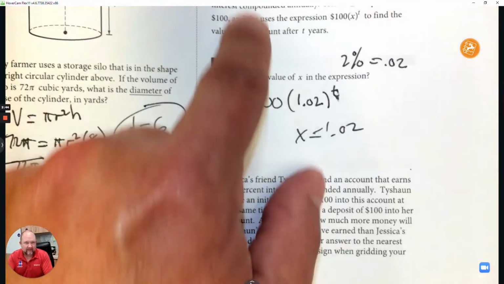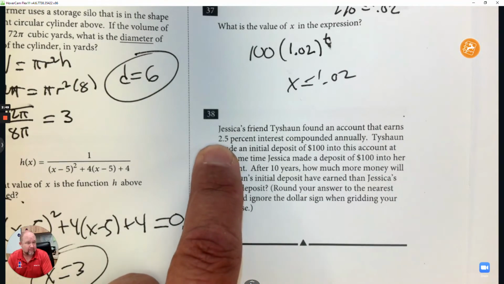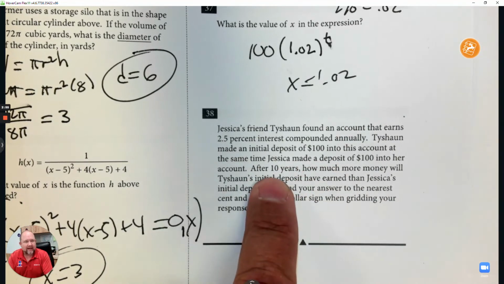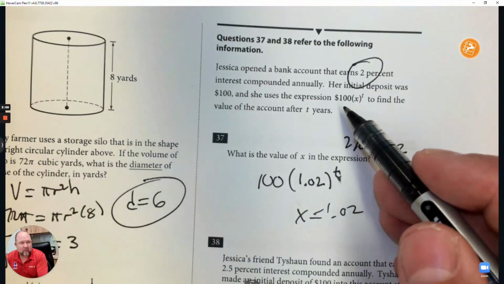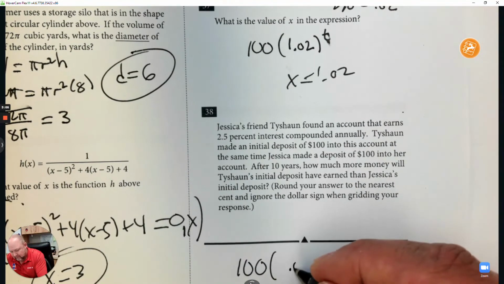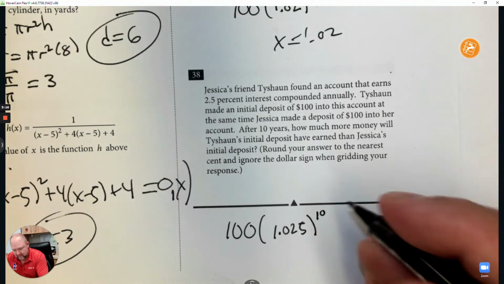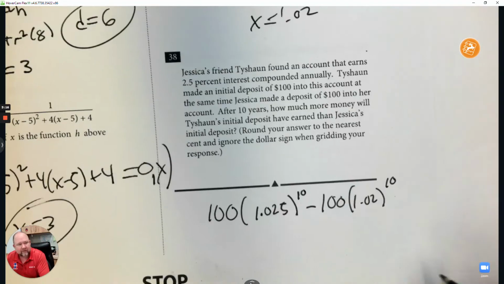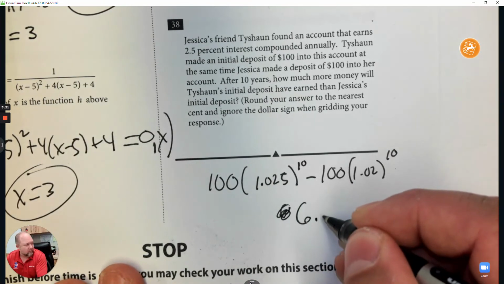Jessica's friend, Tashawn, this is connected to the same question, found an account that earns 2.5%. Tashawn put $100 in at the same time Jessica did. After 10 years, how much more money will one have than the other? We're going to use the same equation, but now it's 2.5%. So instead of 0.025, we need the 1 in front, and then it's to the exponent 10 for 10 years. And then Jessica is 2%. We said that was 1.02, again to the exponent 10. Just type all of that in your calculator, and you get 6.11.